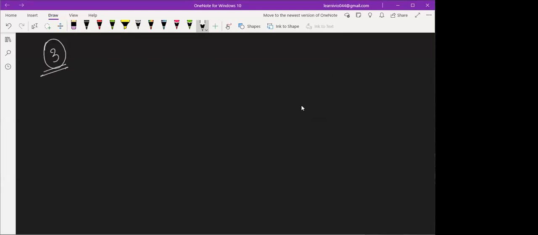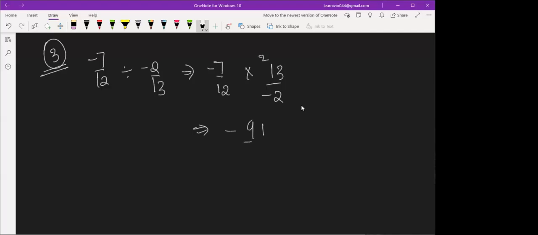Third answer. Harmeen, tell me. Yes, ma'am. -7 by 12 divided by 2 by 13. So the answer is -7 by 12 into reciprocal of 2 by 13 is 13 by 2. So now what's the answer? Is equal to minus 13 into 7 is equal to minus 91 by minus 24. Okay, and these two negative signs together comes out to be positive. Good. Okay, so any doubts in such type of questions? No, ma'am.